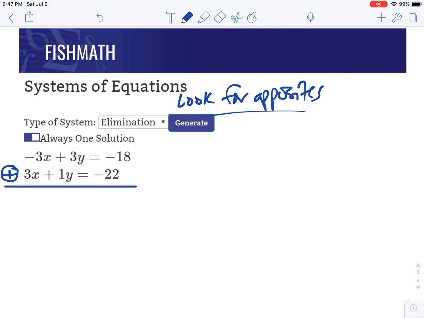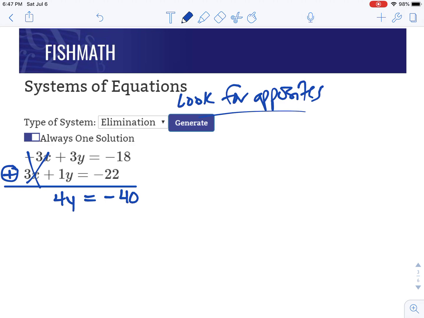So we're going to do -3x plus 3x, which would be 0x, which is nothing. So we could just cross those off. They're eliminated if we add those. 3y plus 1y is 4y. Bring down the equal sign. And then -18 plus -22 would be a -40. And that would be our first step.